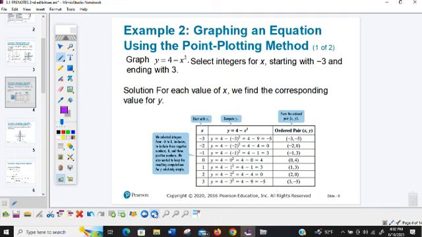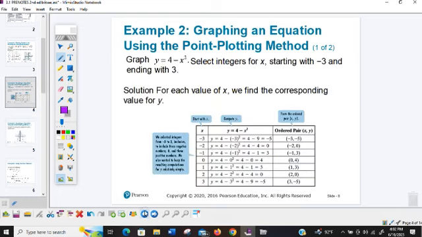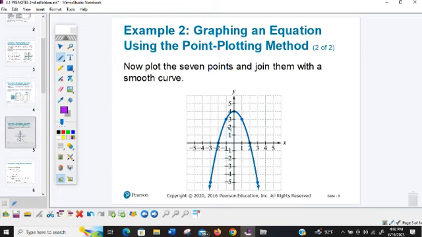Now on the next slide, we're going to plot these. So with the first one, we started out at -3, -5. So I'm going to go left 3, down 5. The next point was -2, 0. So x is -2, I go left 2. Y is 0, so I don't go up or down.